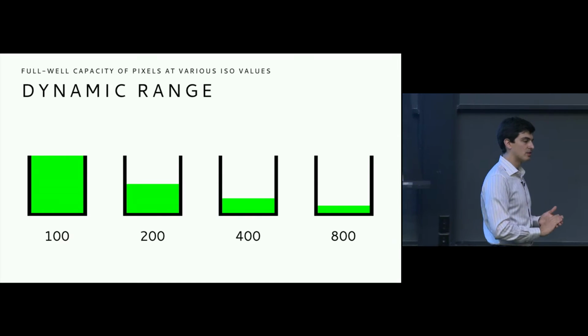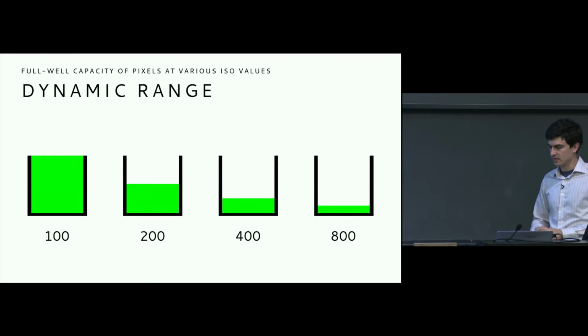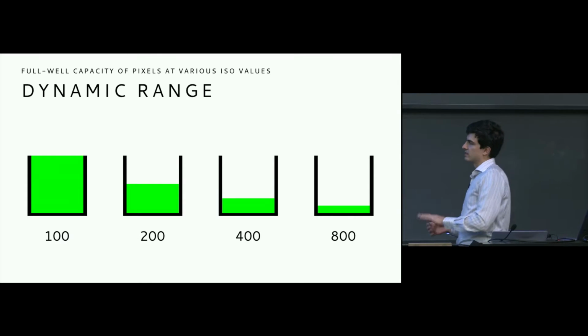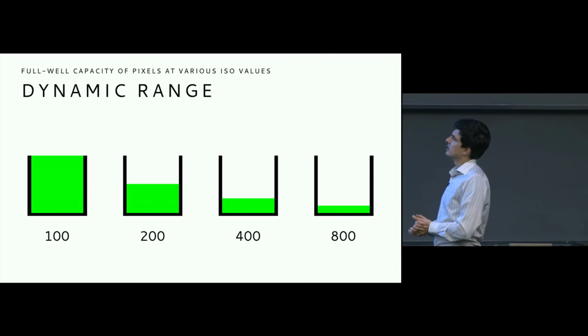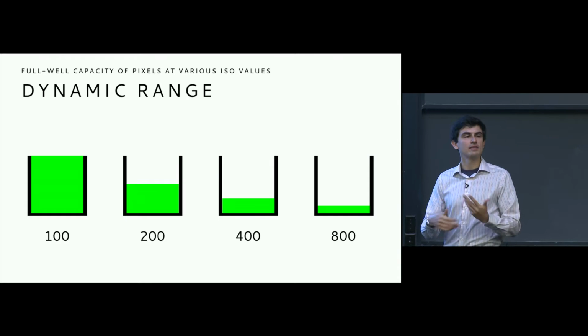But again, there are some electronic tricks that happen in a sensor that allow us to lower the amount of noise at the lowest possible number of photons that we capture, and therefore not have quite so bad of a loss in dynamic range.